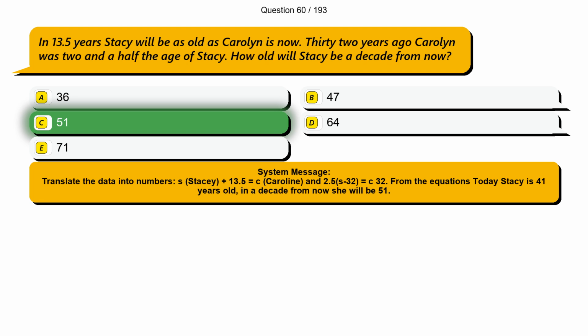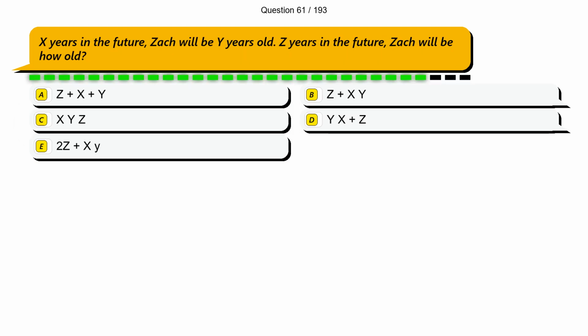Question 61. X years in the future, Zach will be Y years old. Z years in the future, Zach will be how old? Option A, Z plus X plus Y. Option B, Z plus XY. Option C, XYZ. Option D, YX plus Z. Option E, 2Z plus XY.